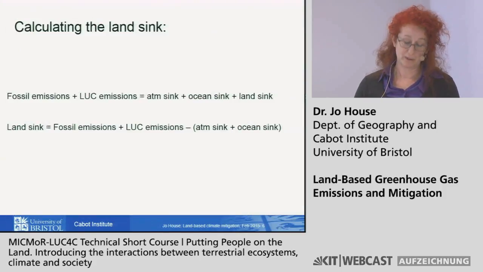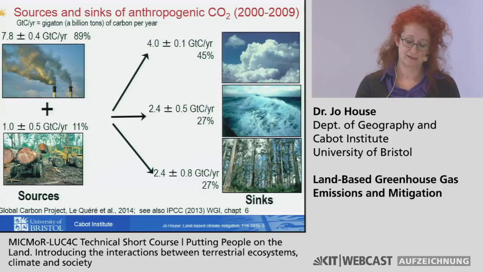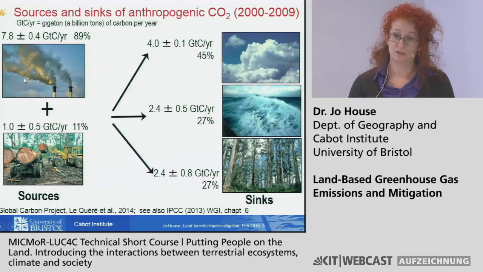So when we calculate that land sink, this sink here is often known as the residual sink, and that's because it's actually calculated as the residual from all the other terms. So we use a variety of data about energy and industrial data to work out what these emissions are in each country, and that's known with a relatively low uncertainty. You see it's 7.8 plus or minus 0.4.